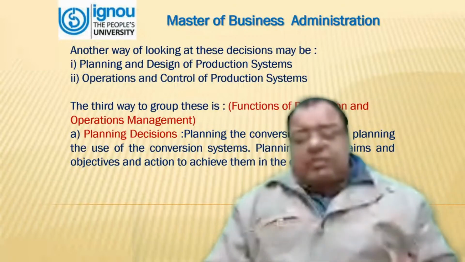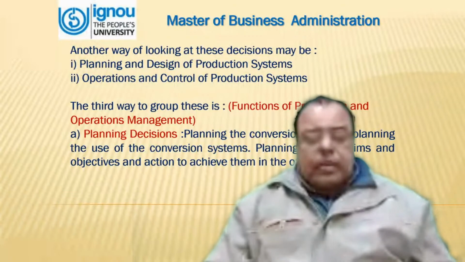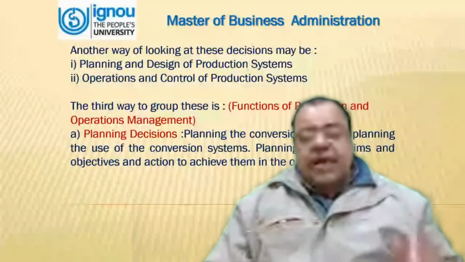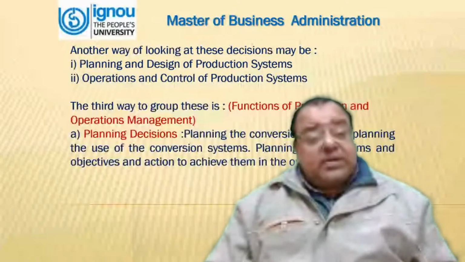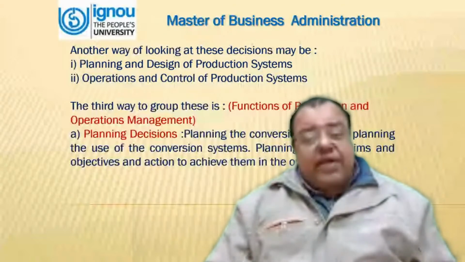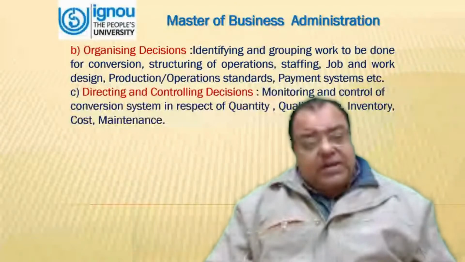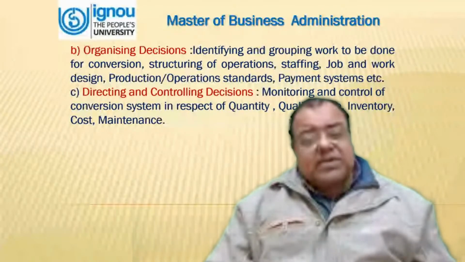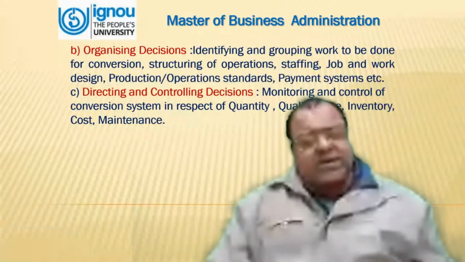Planning involves aims and objectives and action to achieve them in the organization. Organizing decisions: identifying and grouping work to be done for conversion, structuring of operations, staffing, job and work design, production, operation standards, payment systems, etc.